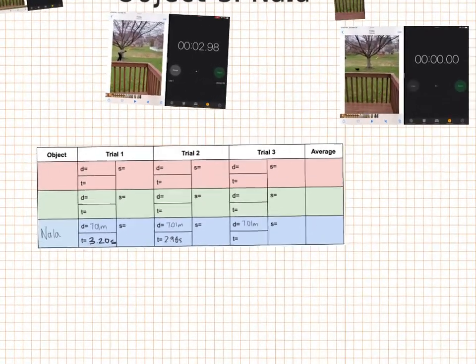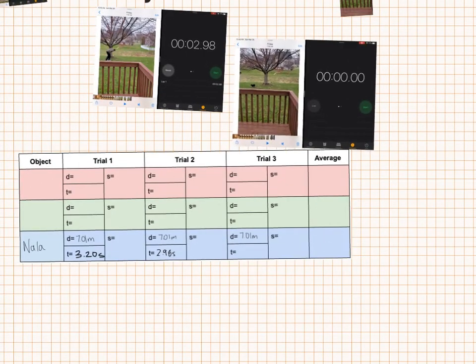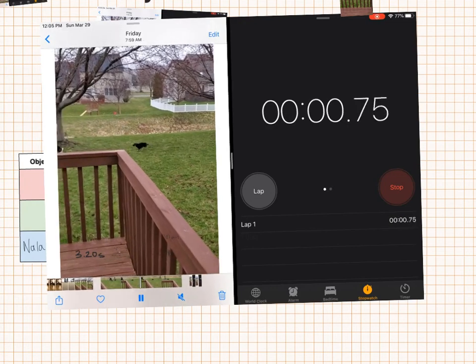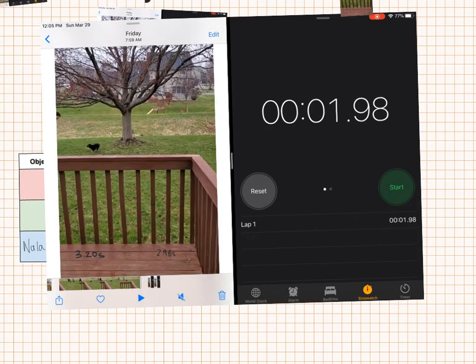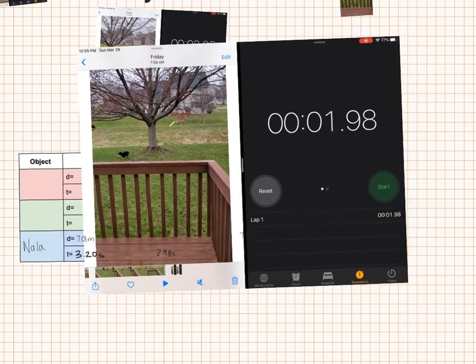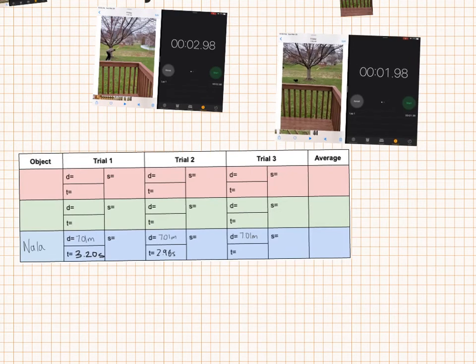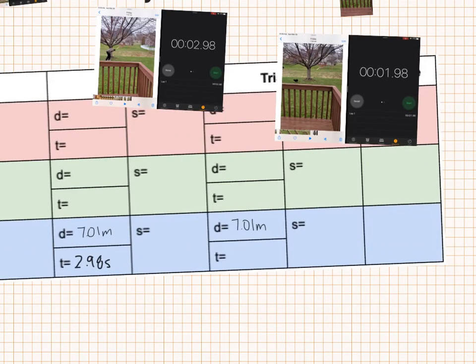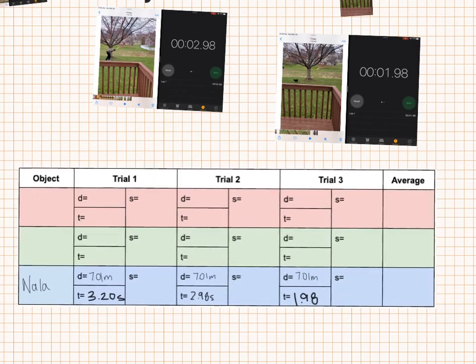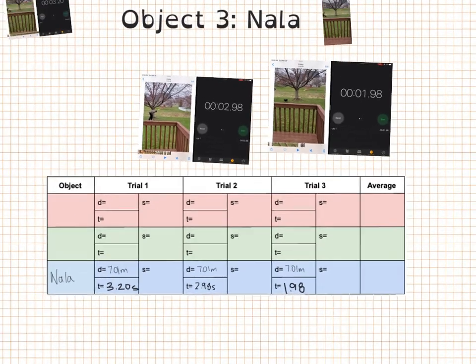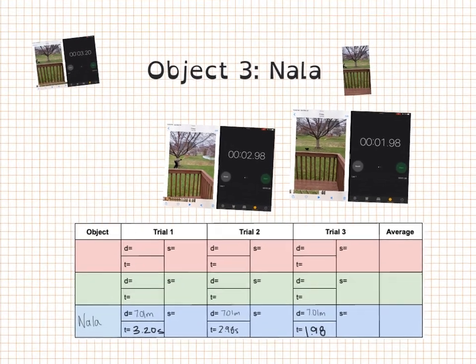And trial number 3. It's a little delayed on that one. 1.98. So, 1.98.